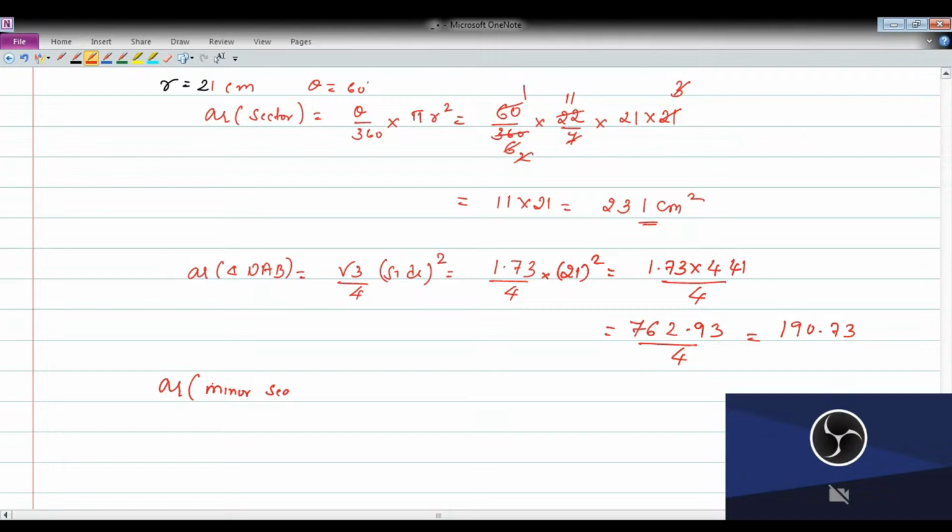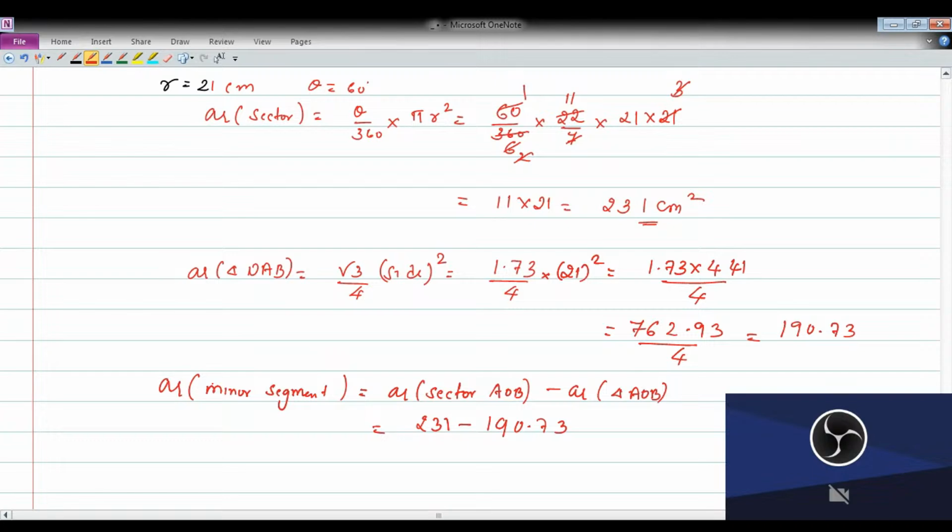The area of the minor segment is what we need to find, that is segment APB. So that is equal to the area of sector AOB minus the area of triangle AOB. The sector area, we all know, is 231. The triangle is 190.73. We need to subtract 190.73 from 231.00.